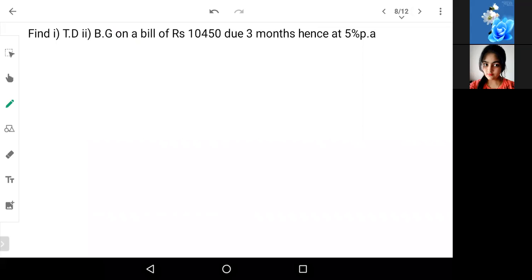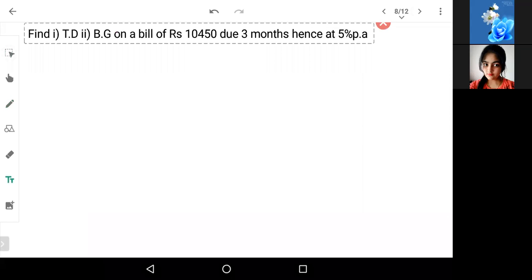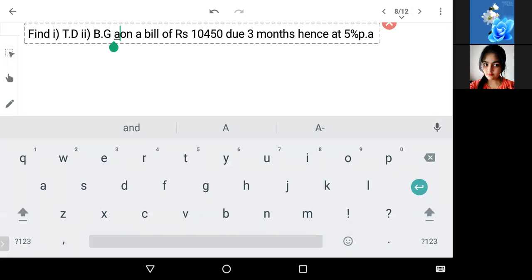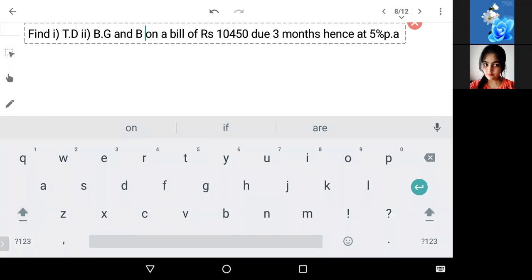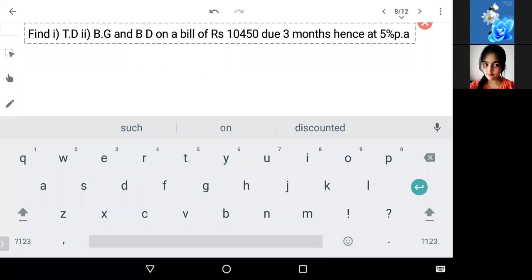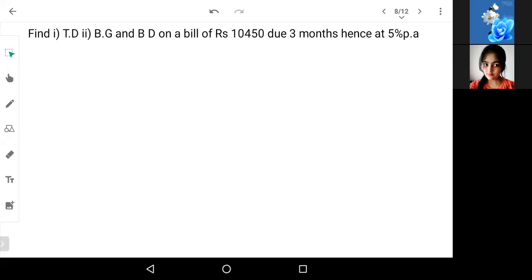Okay, now let us go to the next problem. Now here they have asked to find out true discount and banker's gain. And actually they have also asked to find out banker's discount. Okay, now can you people find the true discount and banker's discount? Banker's gain, I will help you how to find. Okay, try this out.